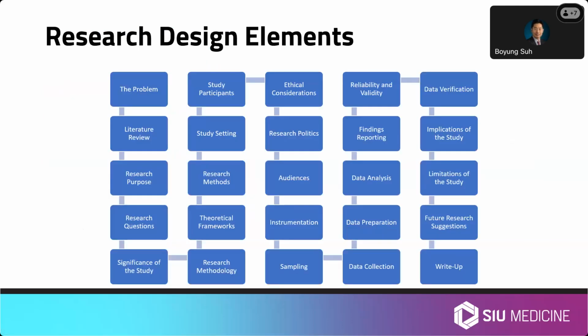So what should we integrate and align in our research design? You see these 25 research elements here, from the starting of the research problem to the write-up of your research. I'll give you a moment to go through the 25 elements, which is not comprehensive. It's helpful.